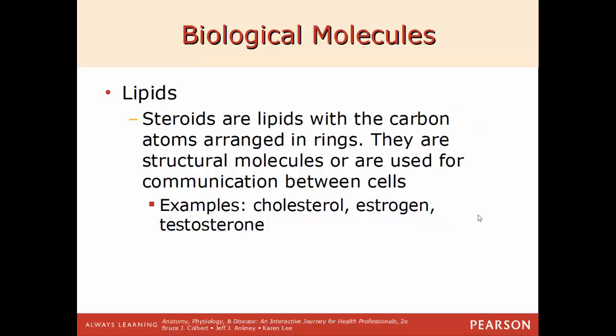A steroid is another example of a lipid. This is where you have carbon atoms arranged in rings. These are also used as structural molecules and used for communications between cells. Examples of steroids are cholesterol, testosterone, and estrogen.